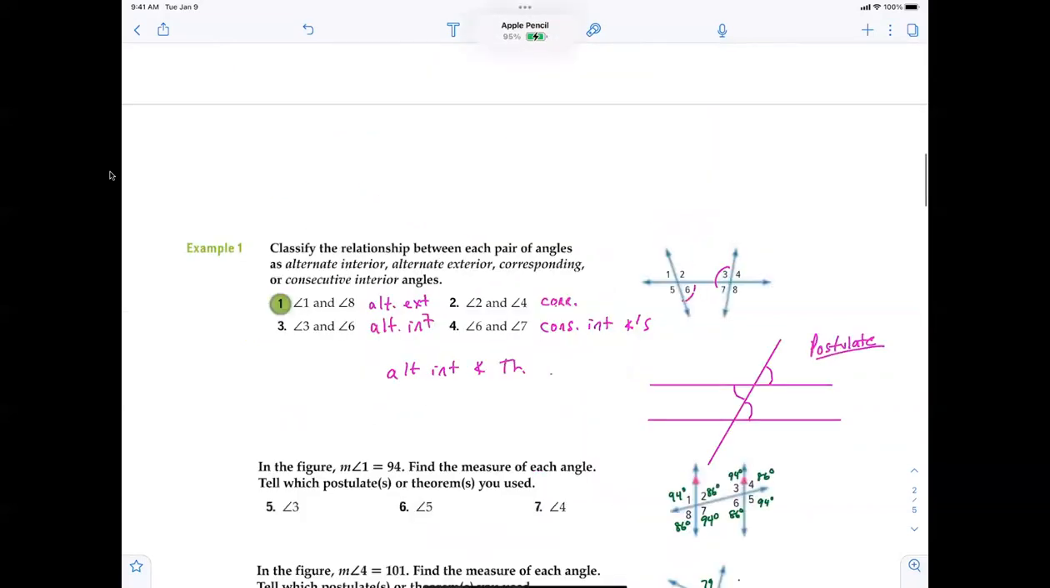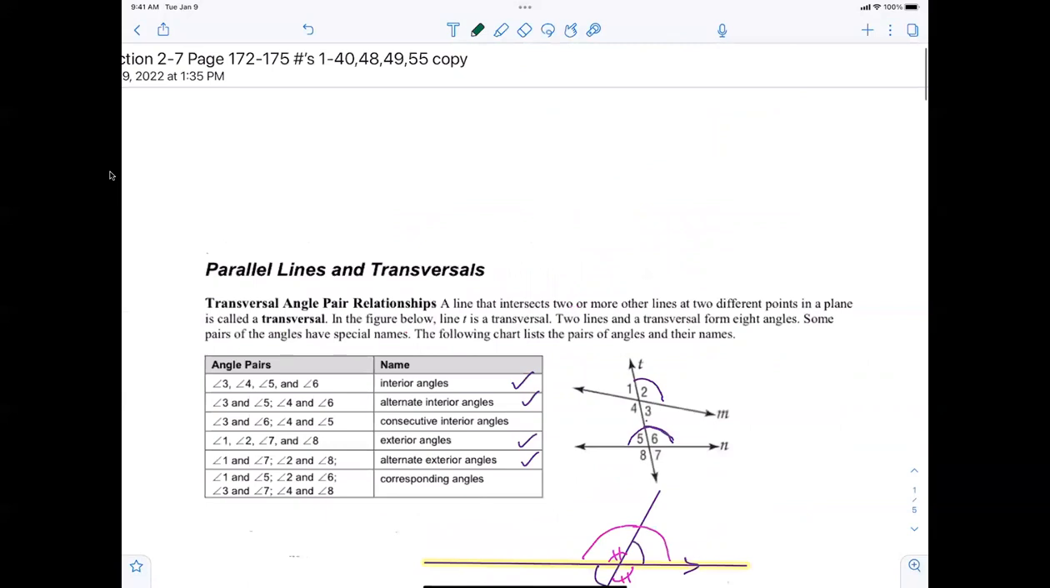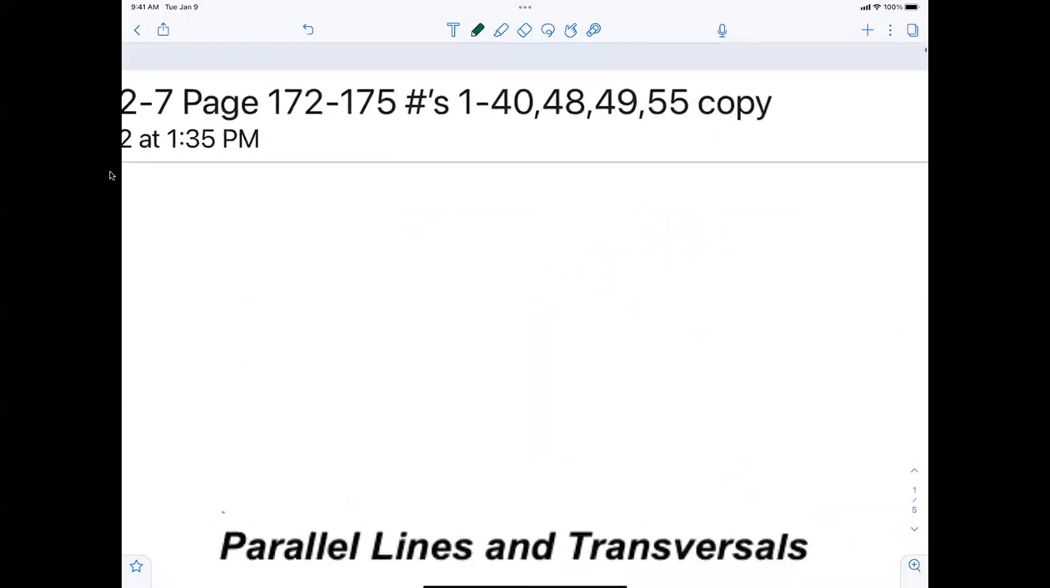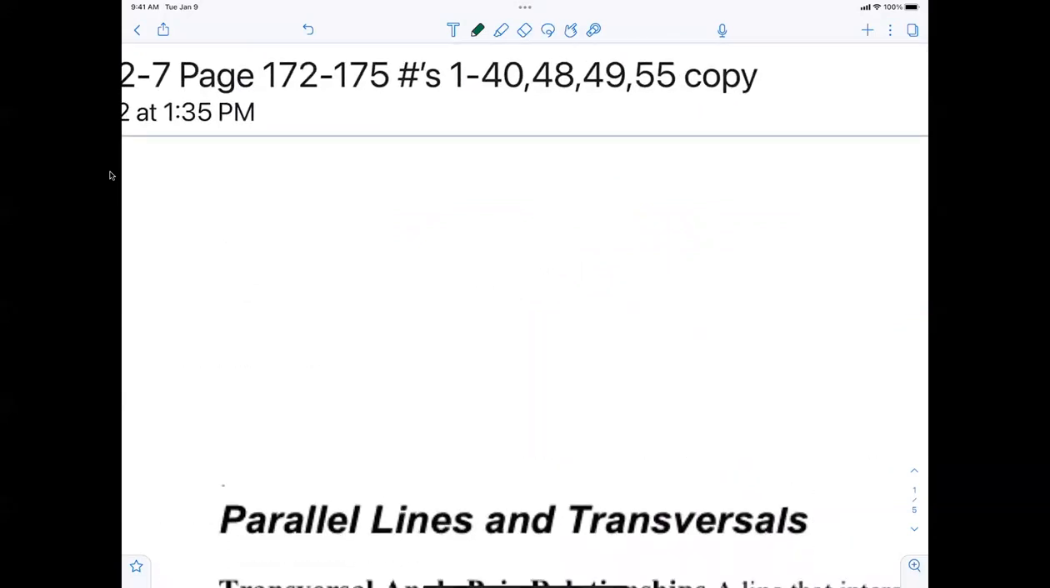For those of you guys who just walked in, let's make sure you got this. Here's the assignment: 1 through 40, 48, 49, and 50. Don't come in tomorrow and tell me you don't know how to do those last two hard ones. Figure them out. They're very tricky.